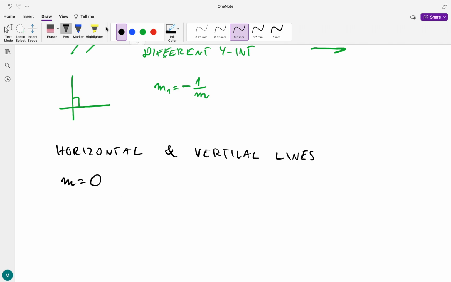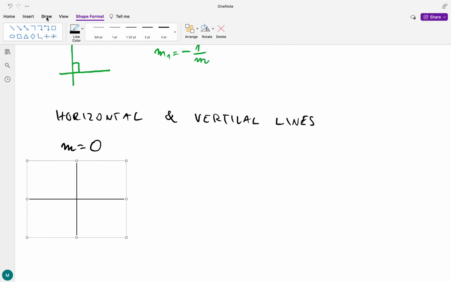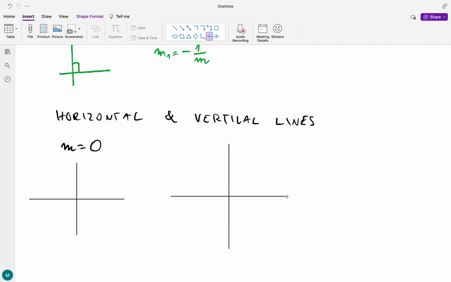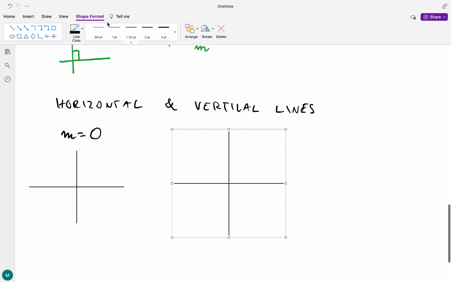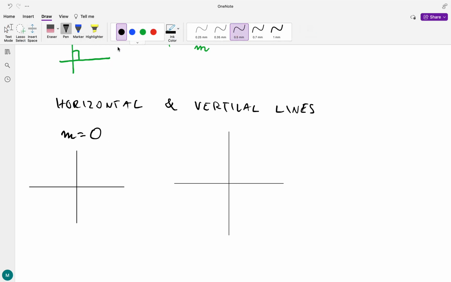So if we have a quick, let me insert a coordinate system to exemplify that. Just a small one and maybe another one, because I want to give you an example of what's happening with the vertical line as well. Okay, so horizontal lines, let's just draw it.